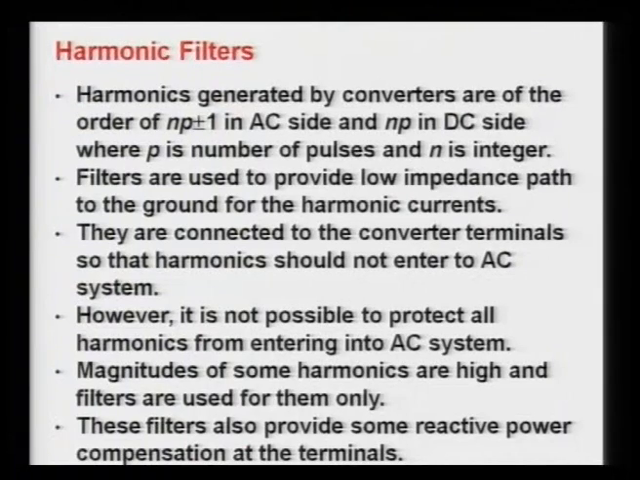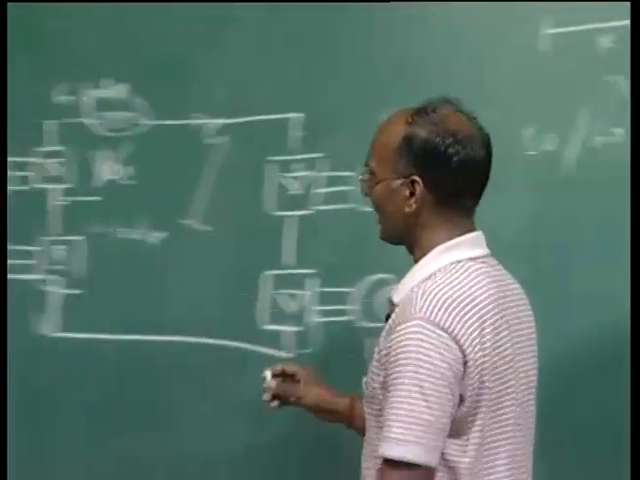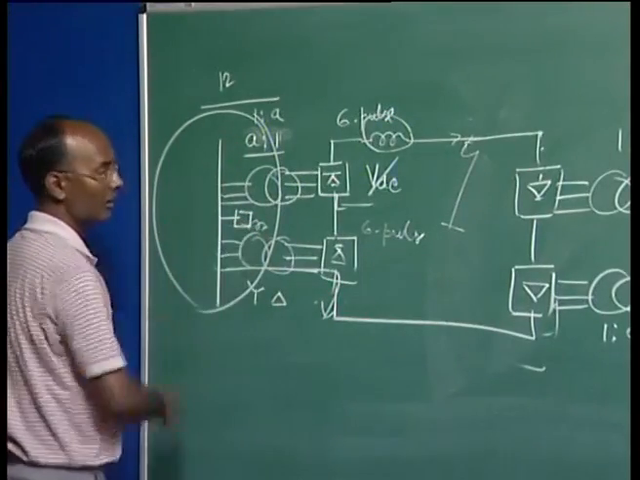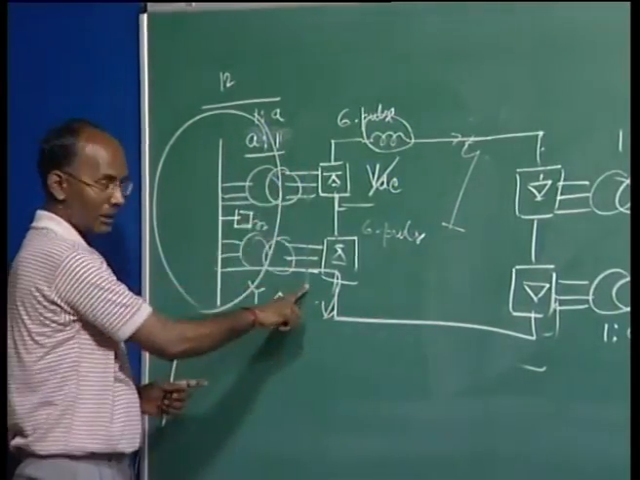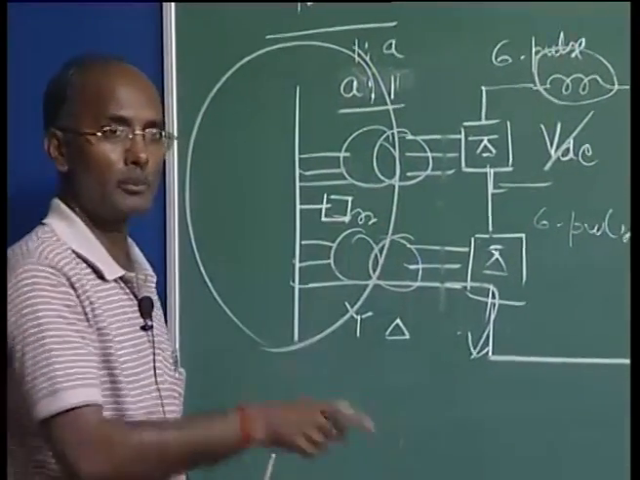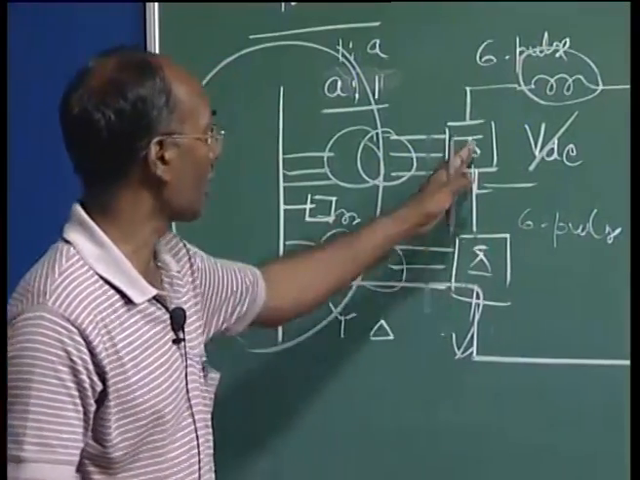So the filters are connected to the converter terminals so that harmonics should not enter the AC system. Normally the filters are used here. This is your bus bar. We normally use the filters here, we are not using the filters here, and these transformers are basically prone to bear the harmonic currents.